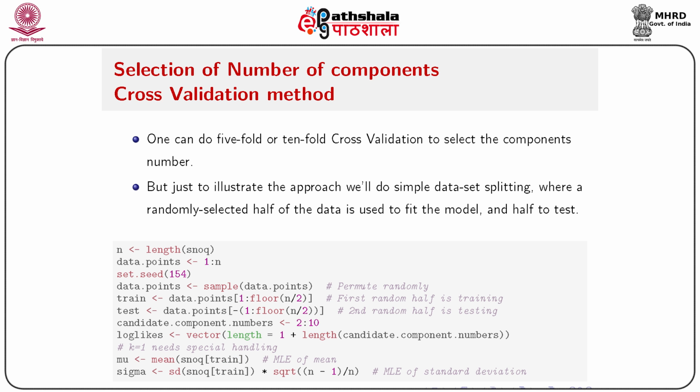Now one can do 5-fold or 10-fold cross validation to select the number of components, but as an illustration, we will do a simple data set splitting, where a randomly selected half of the data is used to fit the model and the other half is used for testing. So now the data has been split, and this is the code you can see. Just go through the code one by one, and that will give you a clear idea of what I did.